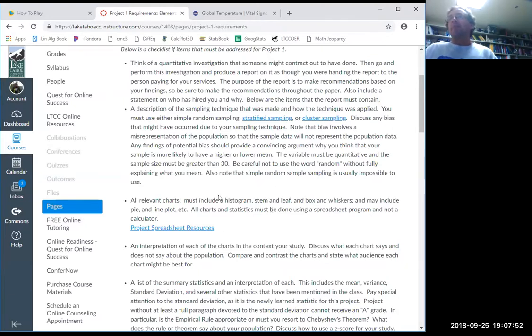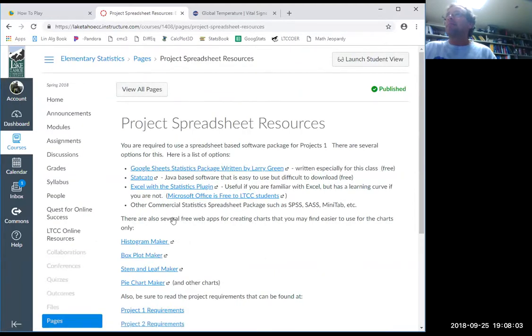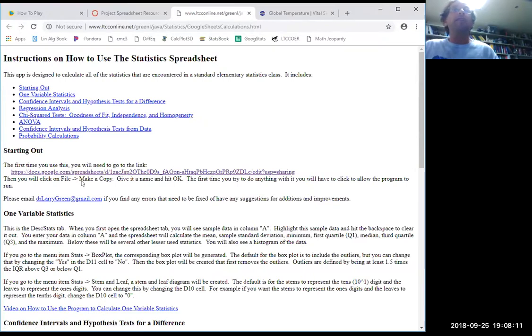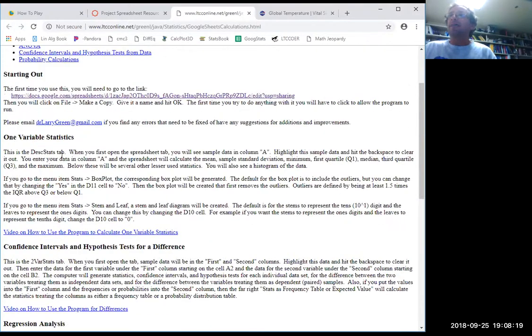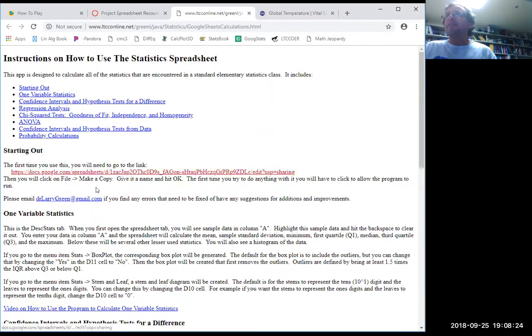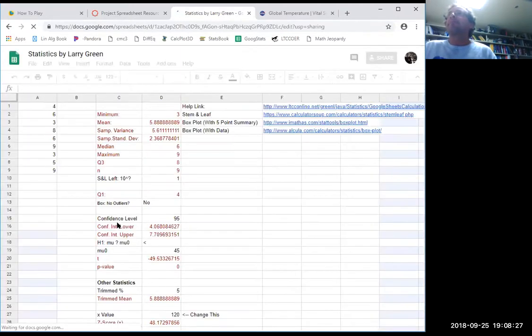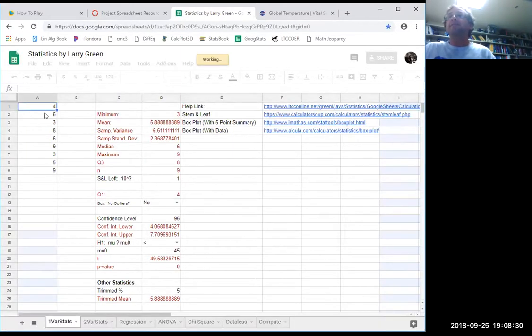To let you know, you must use a spreadsheet, and I've said this a few times for this project. If we go to spreadsheet resources, my recommendation is Google Sheets, because I wrote it. There are other things you can use, but this is made for this project. I have videos on everything that you could do, especially this one variable statistics, because that's what you're going to be doing. If you click that, it sends you to Google Sheets.